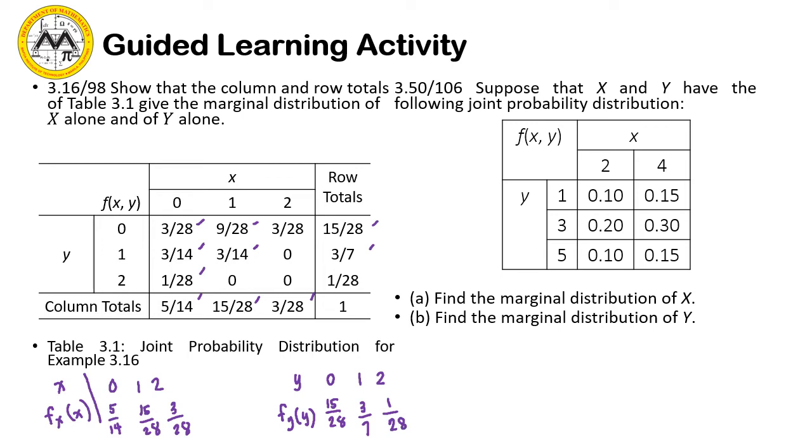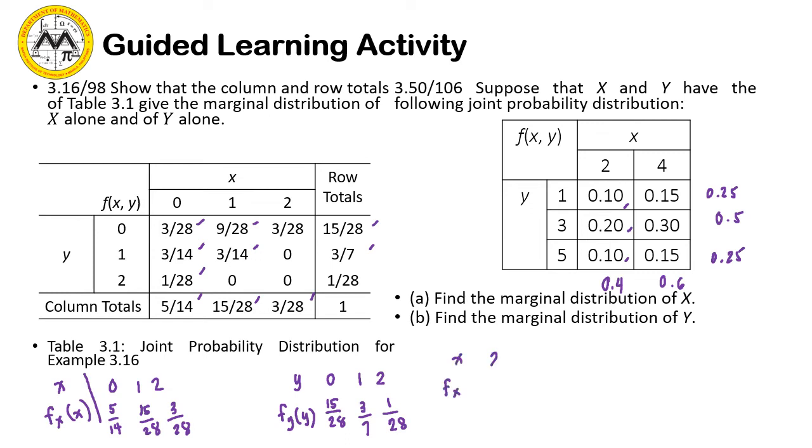Another problem. Suppose that x and y have the following joint probability distribution. Find the marginal distribution of x and the marginal distribution of y. So if we're going to add this vertically, we have 0.1 plus 0.2 is 0.3, plus 0.1 is 0.4. 0.15 plus 0.3 is 0.45, plus 0.15 is 0.6. Horizontally, 0.25, 0.5, and 0.25.